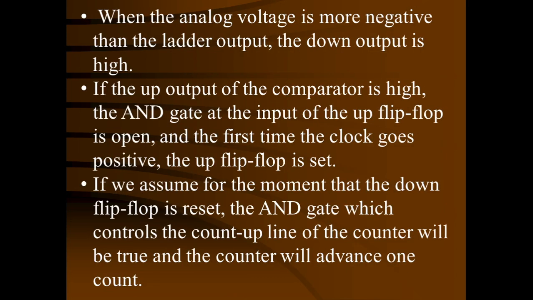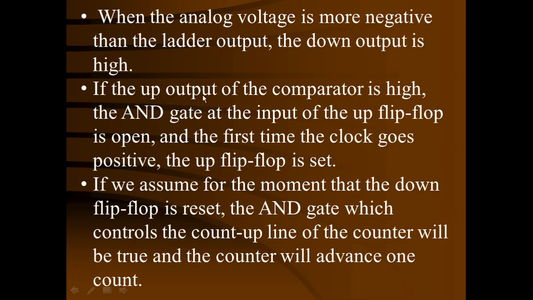It means when the analog voltage is more negative, or becomes smaller than the ladder output voltage, or the reference voltage becomes more positive with respect to the analog input voltage, then the down output line of the comparator is going to be high and the up output line is going to be low. So when the analog voltage is more negative than the ladder output, the down output line is going to be high.